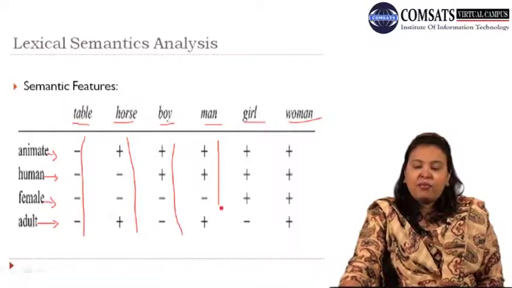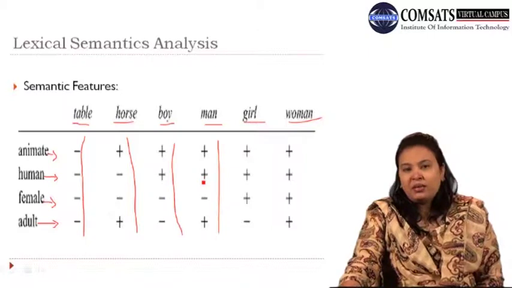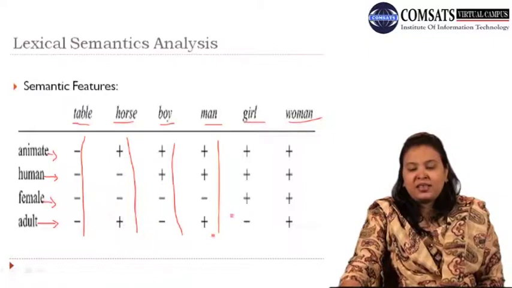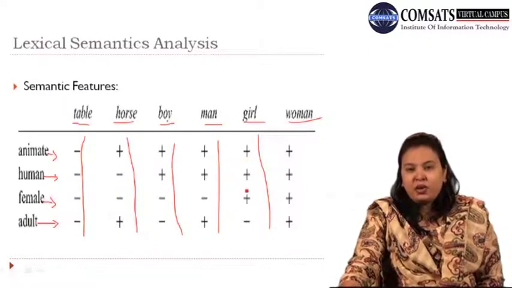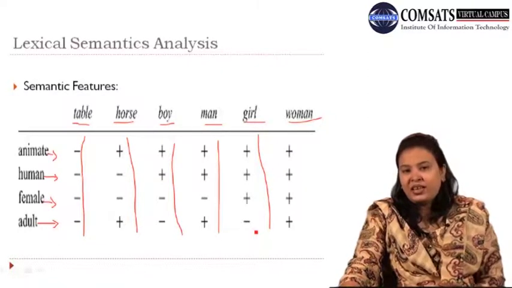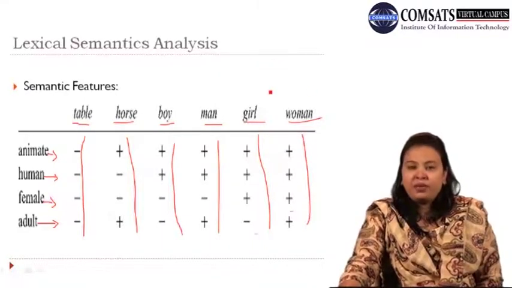Then I have the word man. Animate plus, human plus, female minus, because a man belongs to the male semantic feature. Adult plus. Girl: animate plus, human plus, female plus, adult no, because a girl is not an adult, it is a stage before adulthood. And finally we have, for example, the word woman.